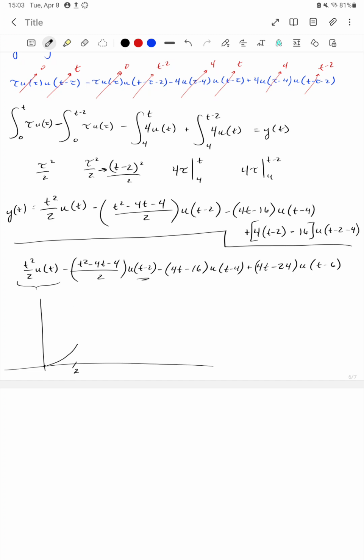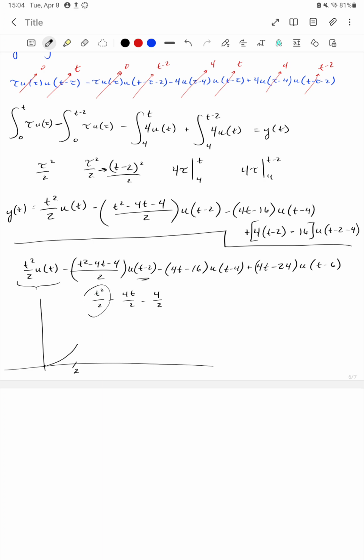You can plug in if you really want to, but then the next part right here, this t squared minus 4t minus 4. If you guys aren't aware of this, you can technically break this up. That's the same function as that right there.